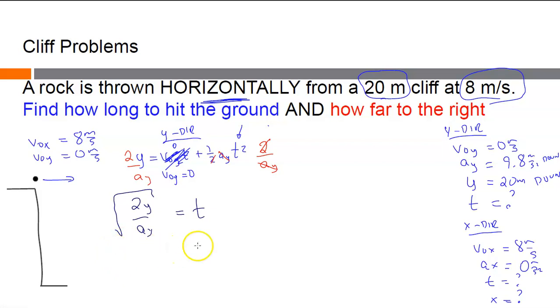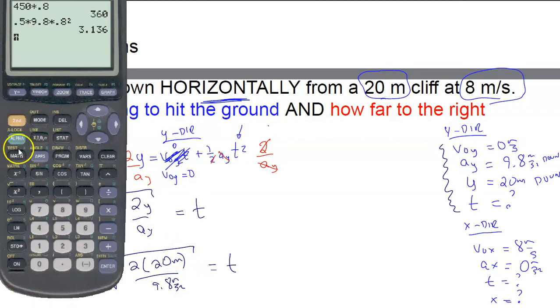And I've got all my numbers right over here, nicely cataloged up, all my y direction variables to put into my y direction formula. So I've got 2 times 20 meters divided by 9.8 meters per second squared, and that's going to be the time that this rock spins in the air. I'd say square root of 2 times 20 divided by 9.8, and that's 2.02 seconds.